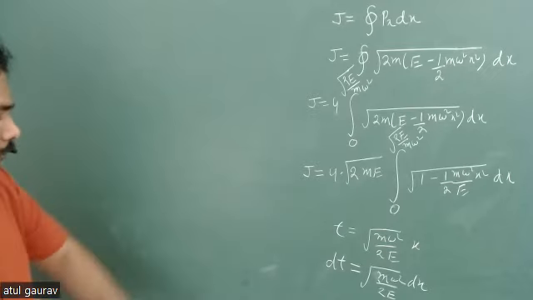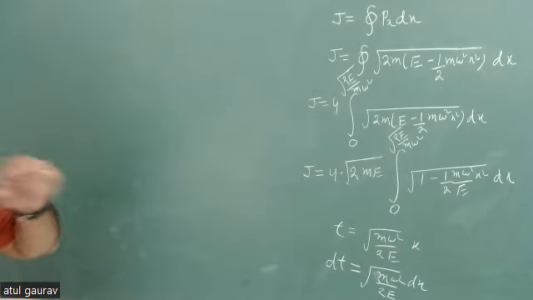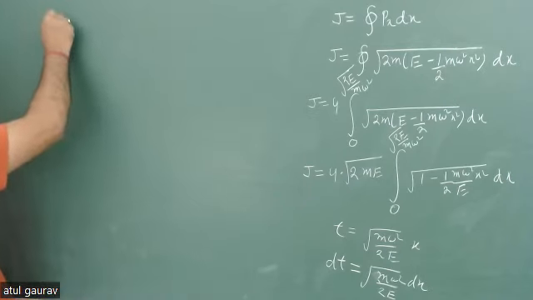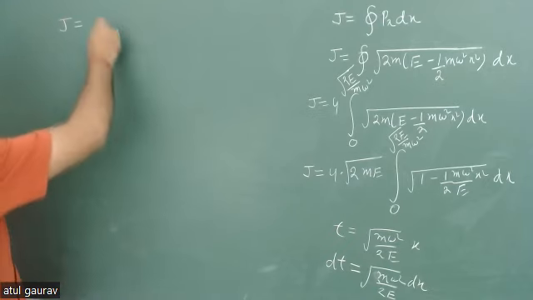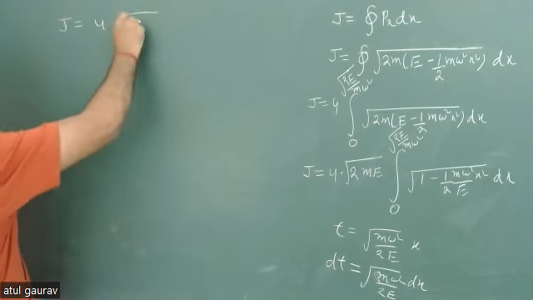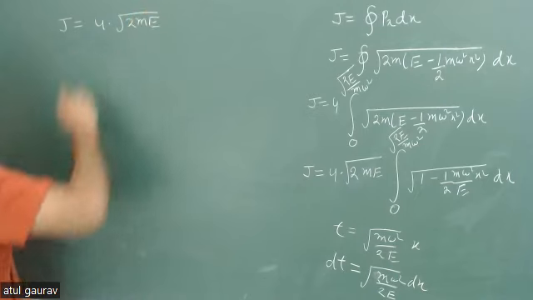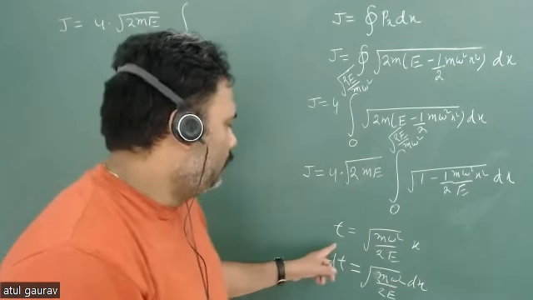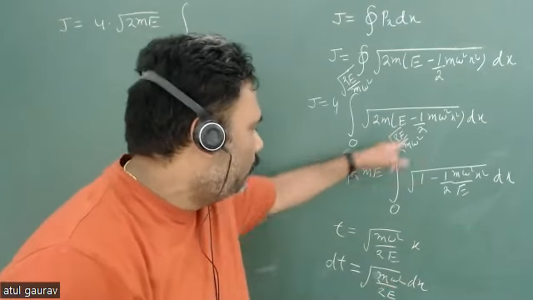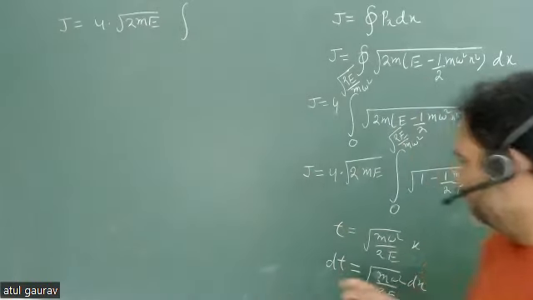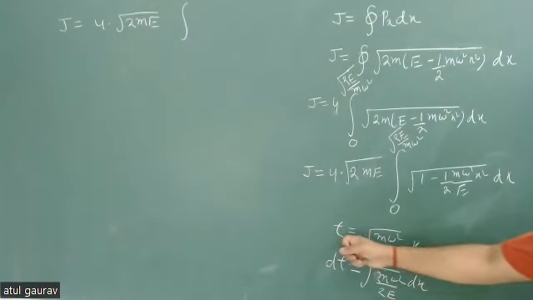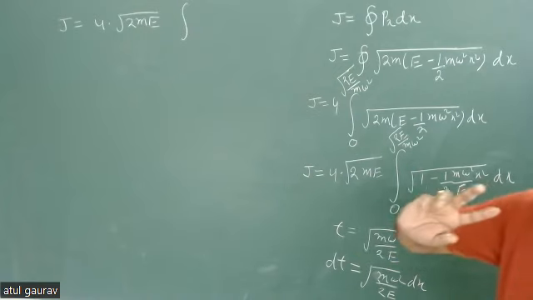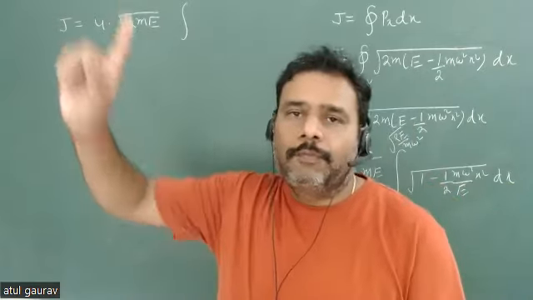So what will happen when we are going to put this particular thing? Then let's try to go for this. So what we have is J = 4 times root under 2mE integration. And yes, if x is equal to 0, t is equal to 0, and for f(x) equal to this one, t is equal to always 1. This is very interesting. When x is equal to 0, then t is equal to 0. When x is equal to this particular value, this will be 1. So we will always try to write this thing from 0 to 1.